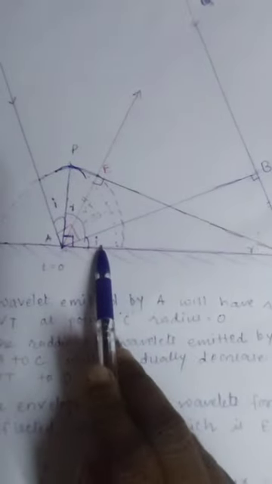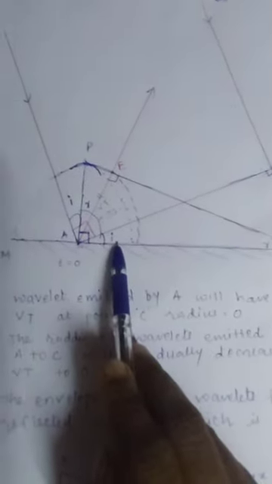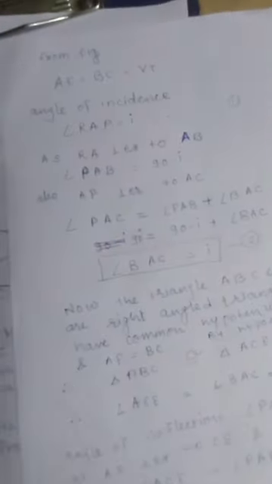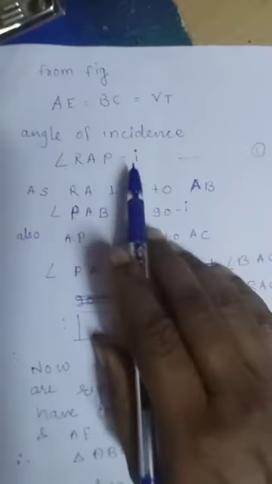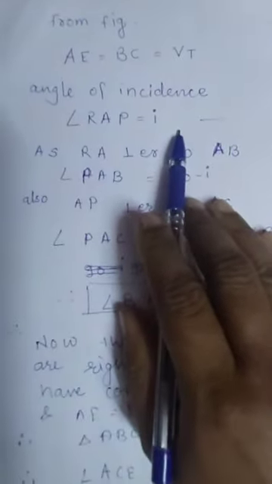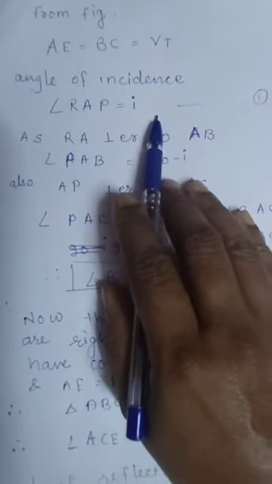So in this way, we get the angle BAC equal to 90 degree. We'll call this equation number 2. Again, we will see here. See all of you, what we have seen: that angle RAP is equal to I, that is the angle of incidence.